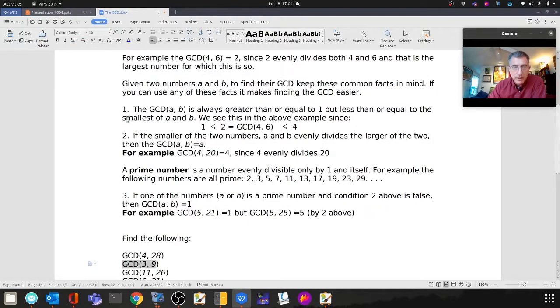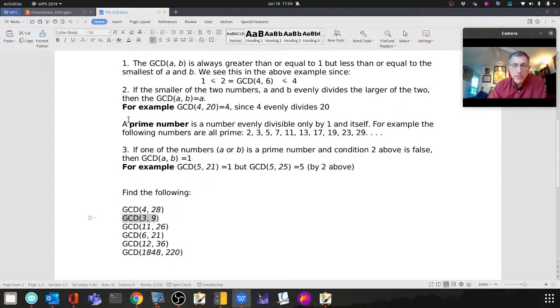Use that. Fact 2: if the smaller of the two numbers, A and B, it's customary that these be italicized, so I'm going to italicize them right now, evenly divides the larger of the two, then the GCD of A and B is just equal to A. So here's a specific example. The GCD of 4 and 20 is equal to 4, because 4 evenly divides 20. 20 divided by 4 has no remainder. It's 5 with 0 remainder.